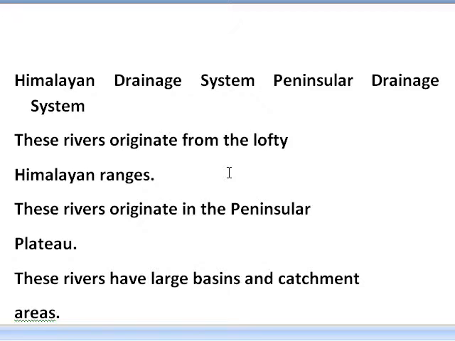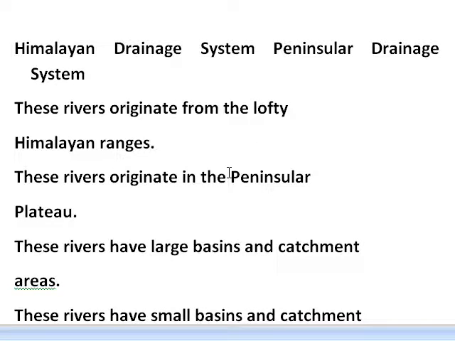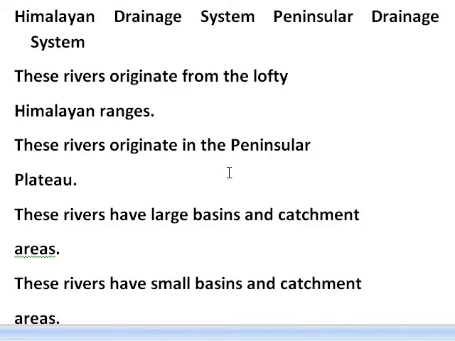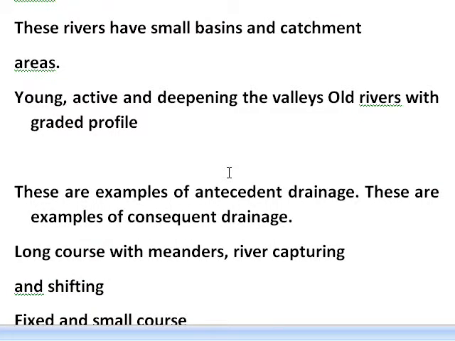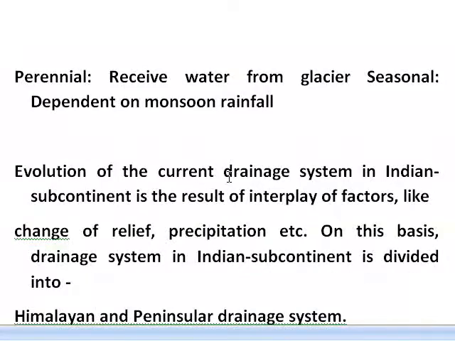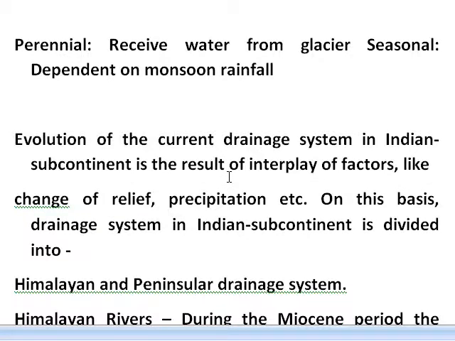Himalayan drainage system versus peninsular drainage system. These rivers originate from the lofty Himalayan ranges. These rivers originate in the peninsular plateau. These rivers have large basins and catchment areas. These rivers have small basins and catchment areas. The Himalayan rivers are young and active, deepening the valleys; the peninsular rivers are old, with a graded profile. These are examples of antecedent drainage. These are examples of consequent drainage. Himalayan rivers have long courses with meanders, river capturing and shifting; peninsular rivers have fixed and small courses. Perennial rivers receive water from glaciers.